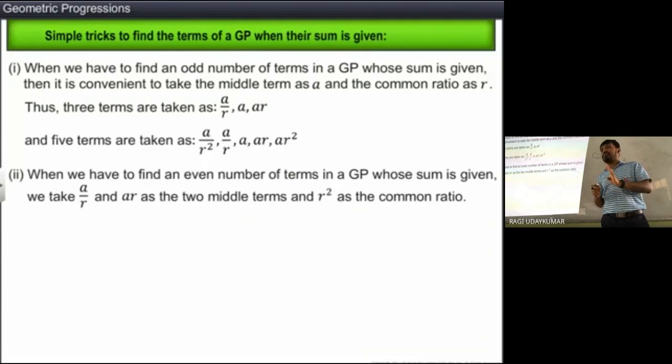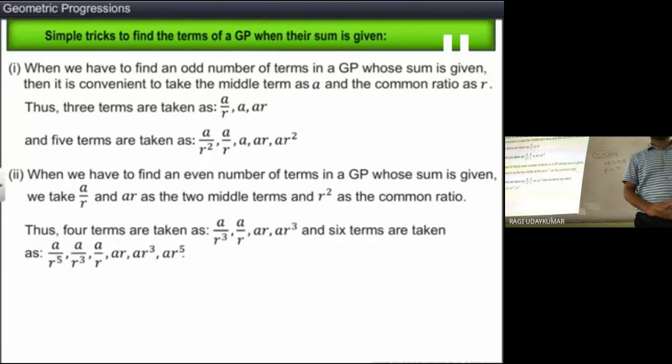Four terms, meaning an even number of terms, if given to you, then we need to take the terms like this. See here: A by R cube, A by R, AR, AR cube. What is the common ratio here? R square is the common ratio. It is not mandatory that you take the common ratio as R only.